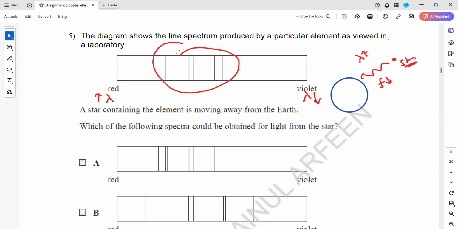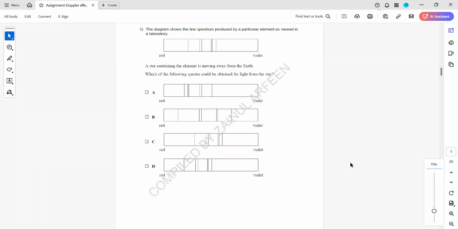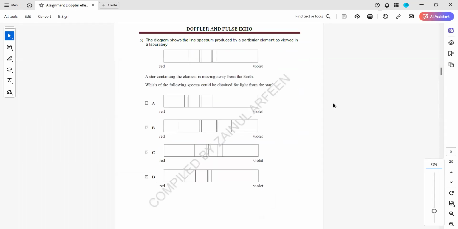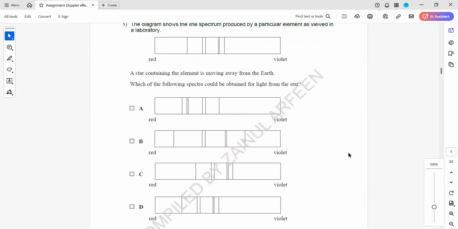So what could be the right answer for this question? A, B, C, or D? Which of the following spectra could be obtained from light from the star? Is it A, B, C, or D? No, the pattern will not change. The pattern remained the same, but it shifted towards the longer wavelength side. So the correct answer for this one is D.